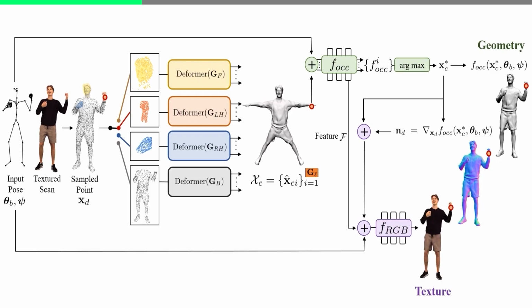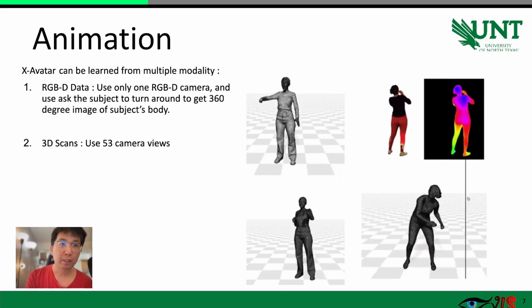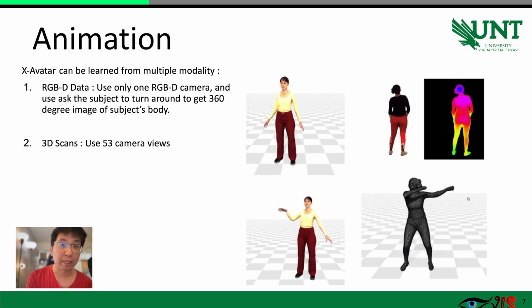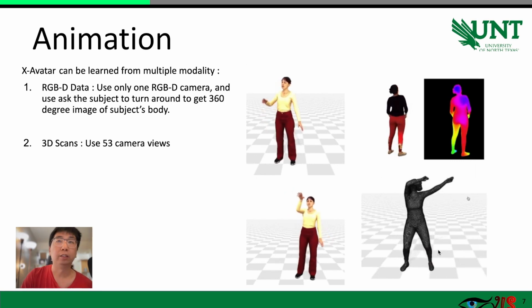The texture network is designed to predict the final color, which we get from the texture scan. Okay, let's talk about the animation. So the animation is going to have two parts of scanning the body. The first part is going to be RGBD data. RGBD data is going to be on this side.